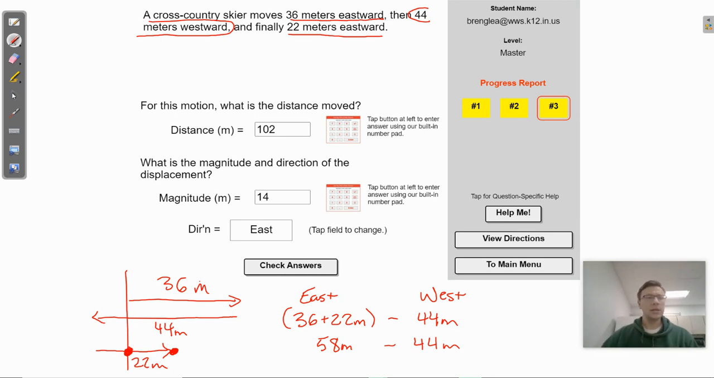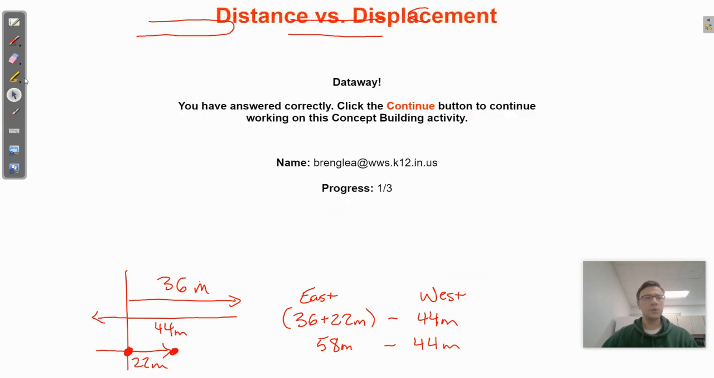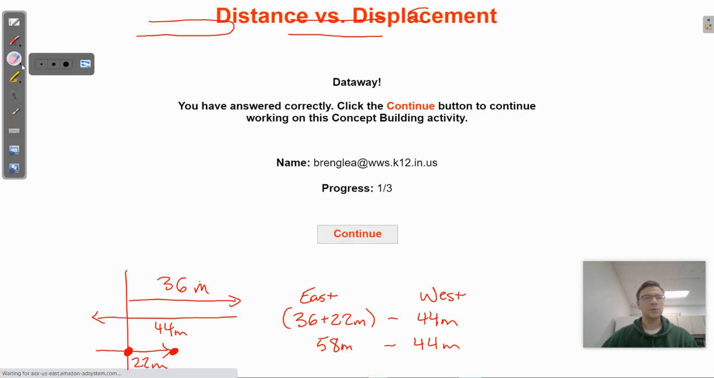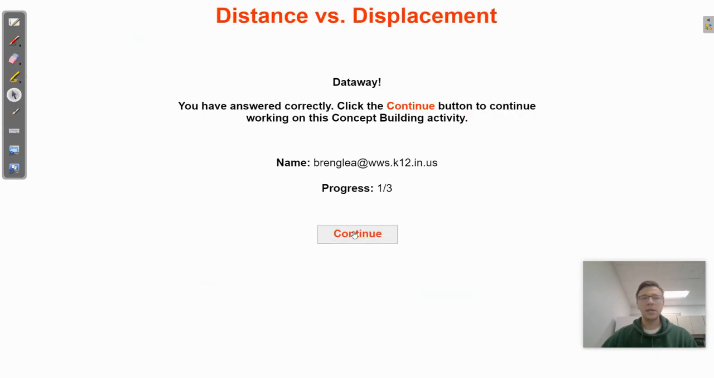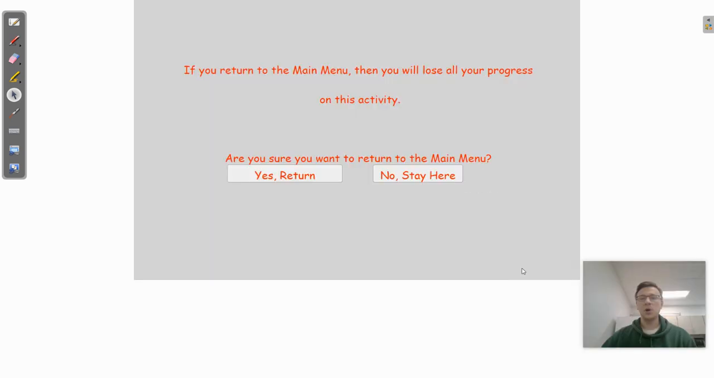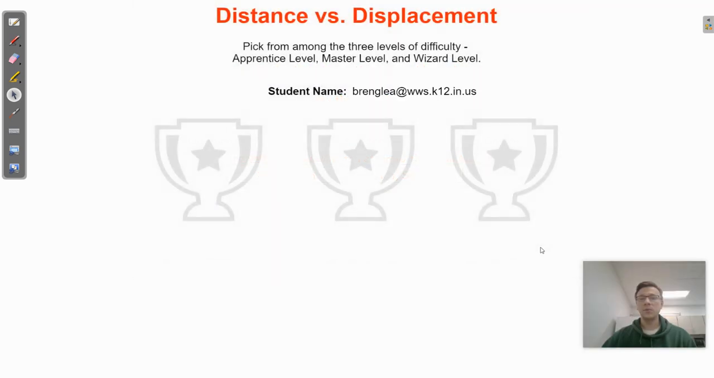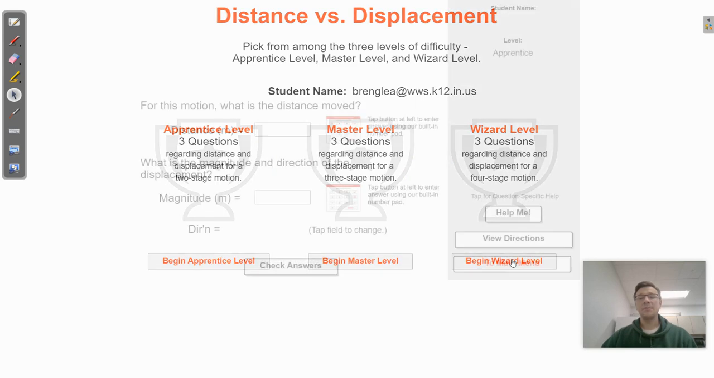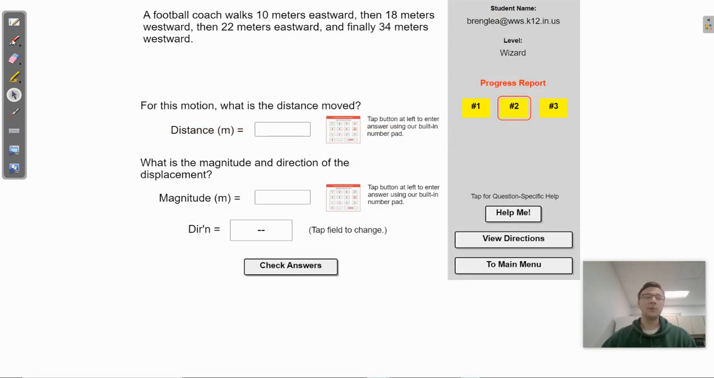Okay, so we'll go ahead and check our answer here. And we get it right, which is great. We'll clear this. And let's do one more example on the wizard level here. This time it's going to have 4 movements, so we definitely have to be careful here.